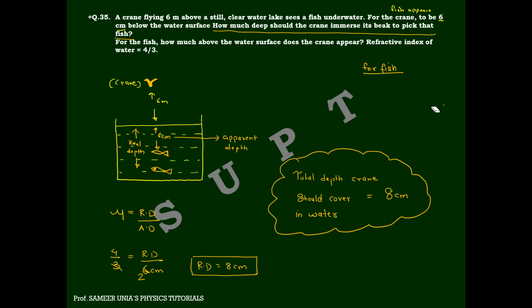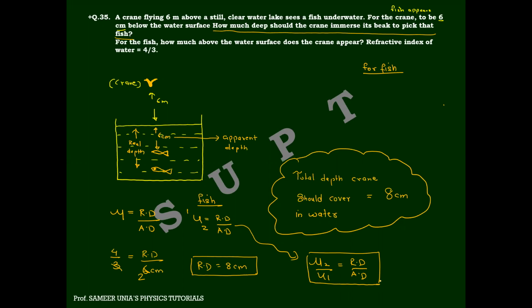देखो हम लोग इसकी बात करते हैं, पहले जब हमने फिश की बात की, for the fish what is mu का फॉर्मूला? Real depth upon apparent depth. This was refractive index of second medium with respect to first medium, इसको लिख सकते हैं mu 2 by mu 1, which was real depth upon apparent depth। बराबर है? Yes, sir.